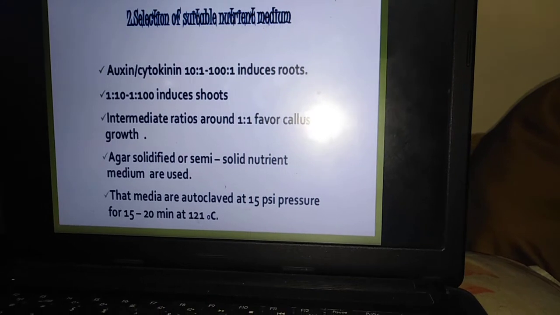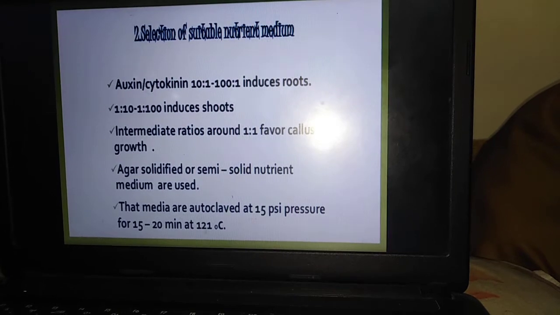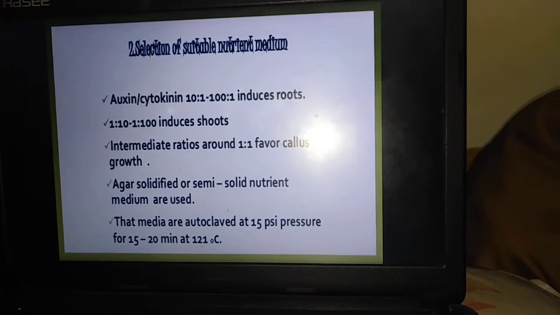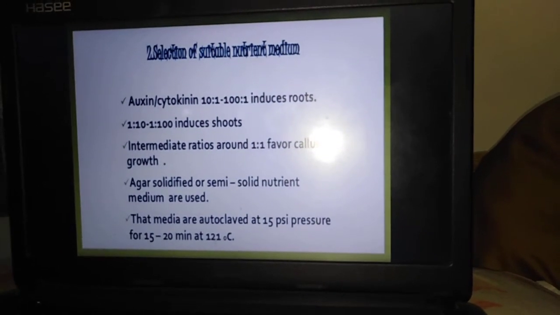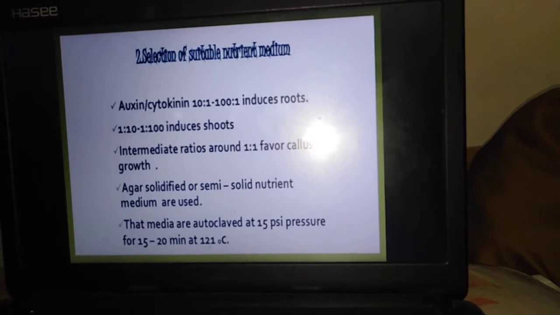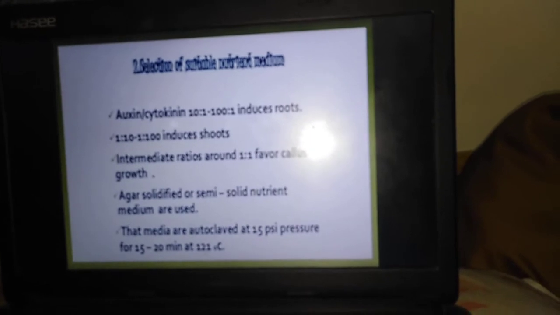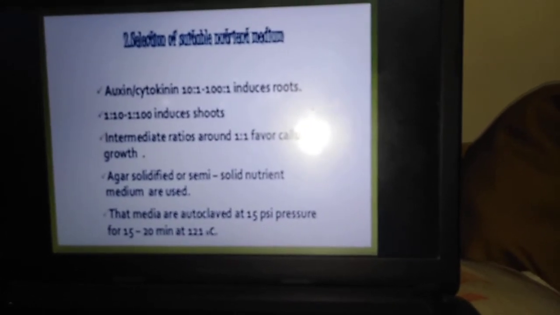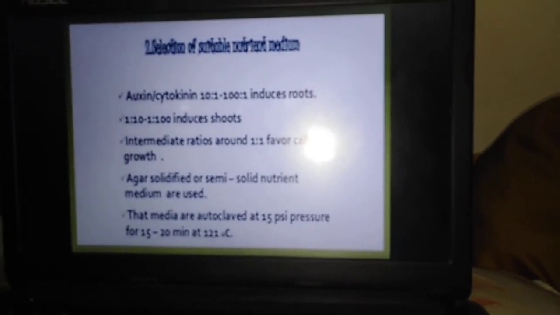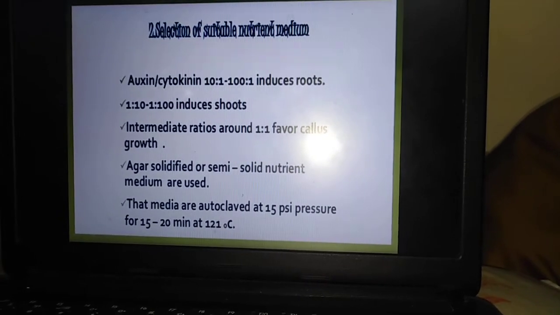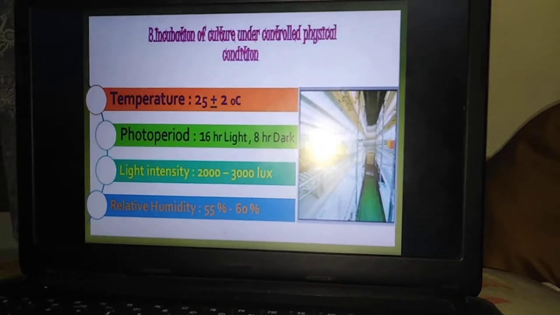Usually all the plant tissue culture media, especially for callus induction, have agar as a solidifying agent. Simply we can say it is solidified agar media. The media, before being used, should be subjected to a sterilization process using an autoclave at 15 psi pressure for 15 to 20 minutes at 121 degrees Celsius. When you subject this plant tissue culture media to that, it becomes completely sterilized, then it is ready for the inoculation of the explant material which was already prepared after the surface sterilization process.